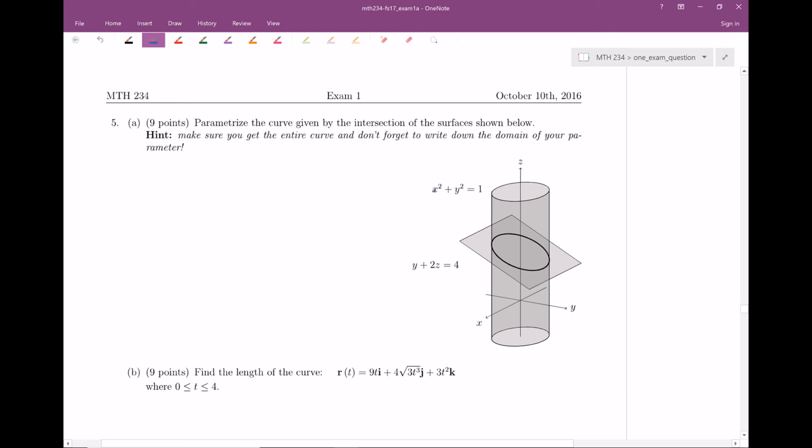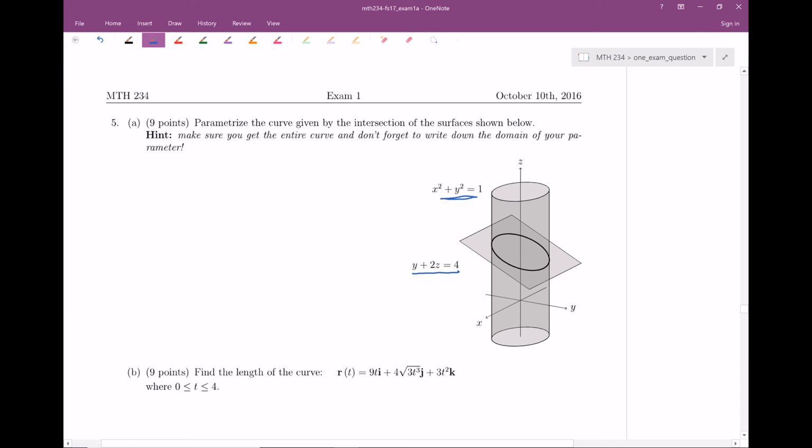So it looks like we have x squared plus y squared equals 1. That's going to be this nice cylinder, and then we have y plus 2z equals 4. That's the nice plane here. All right, and then we have a nice hint. Make sure you get the entire curve and don't forget to write down the domain of your parameter.